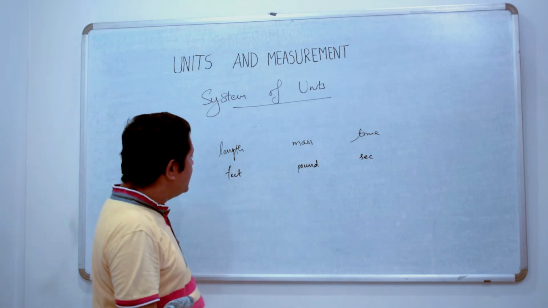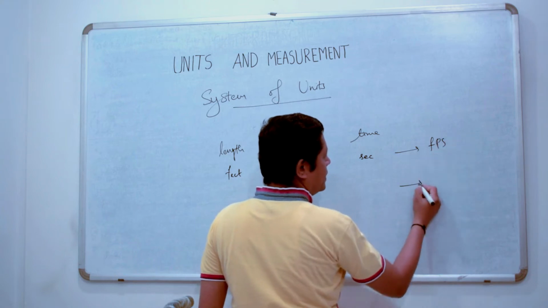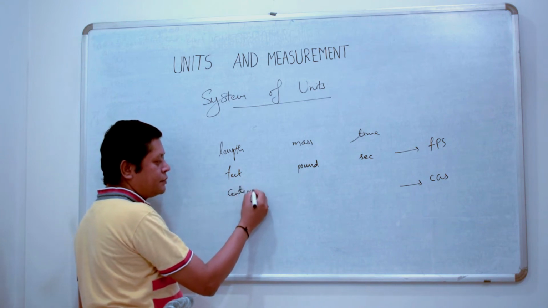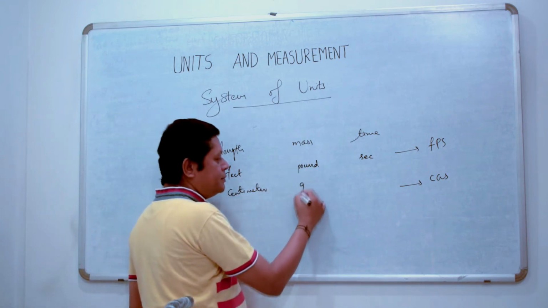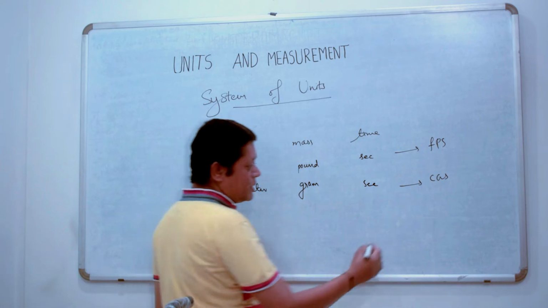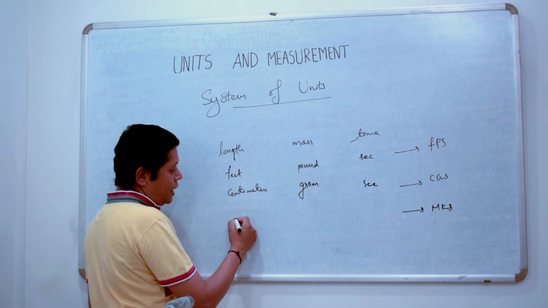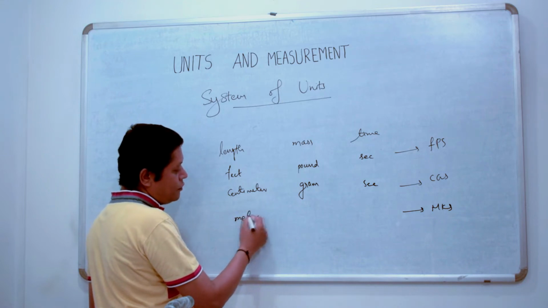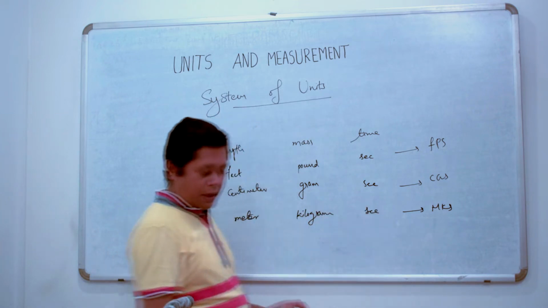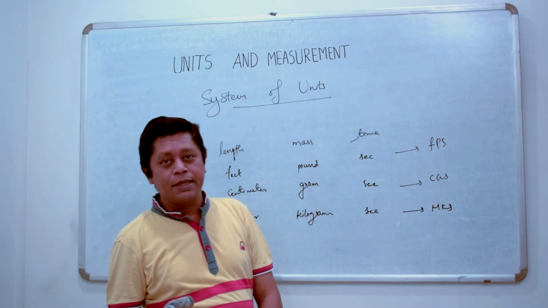Then another system came, that is called the CGS system. In the CGS system, length is measured in centimeter, mass in gram, and time in second. Another is the MK system. In the MK system, length is measured in meter, mass in kilogram, and time in second.